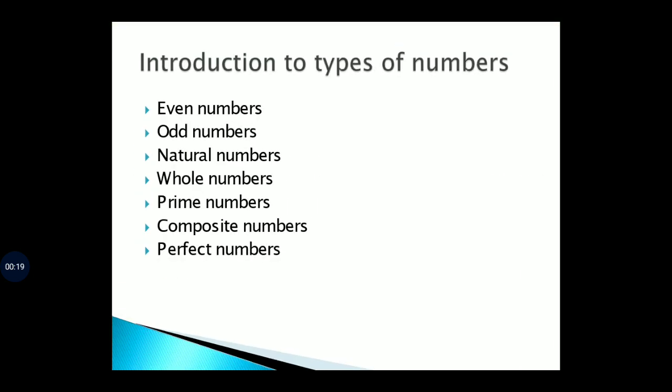Introduction to types of numbers. Even numbers, odd numbers, natural numbers, whole numbers, prime numbers, composite numbers and perfect numbers. These are some kinds of numbers which we are going to learn in this chapter.